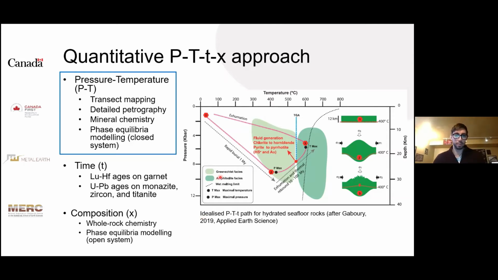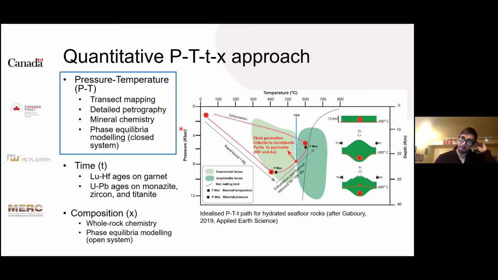And yeah, so the main part of this presentation is going to be looking at the PT conditions, as this is something that is a brick that we need to sort out first before we tackle the full gold fluid window, is to really identify what the PT evolution of the Quetico is.